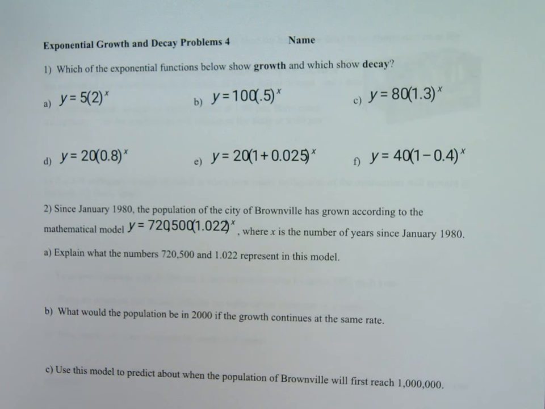Remember, percents are for show, but if you want to do something with them, you have to change them to a decimal. All right, so what's the 2000 population using this growth model? What are you going to put for X? That's 20, because it's 20 years away. Yes, there's 20 years from 1980 to 2000.